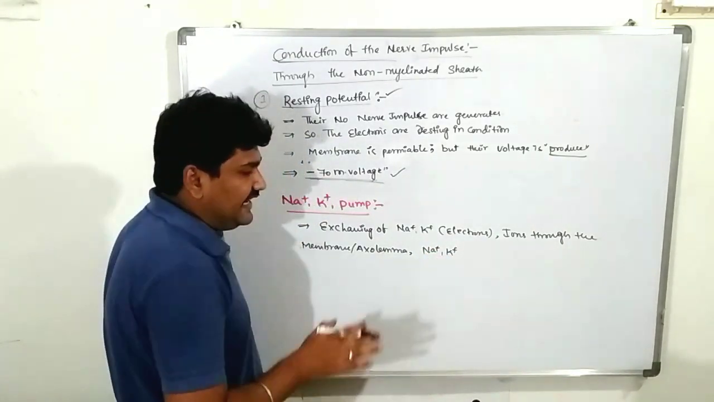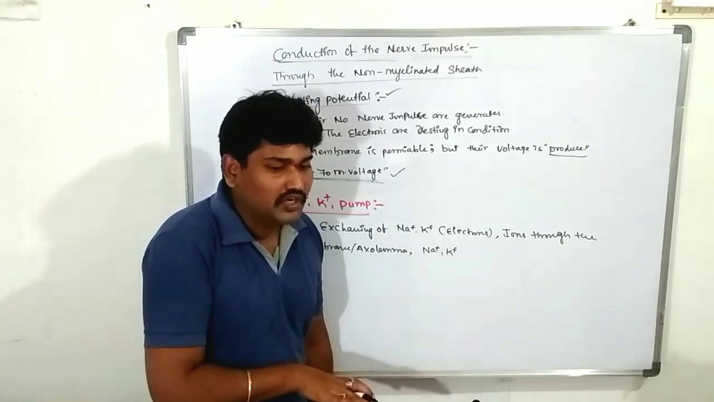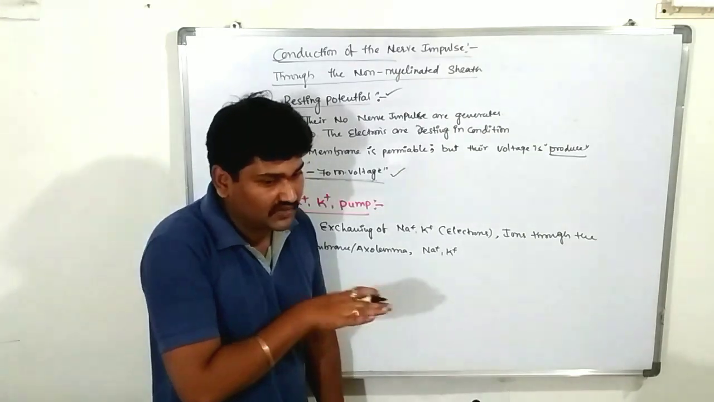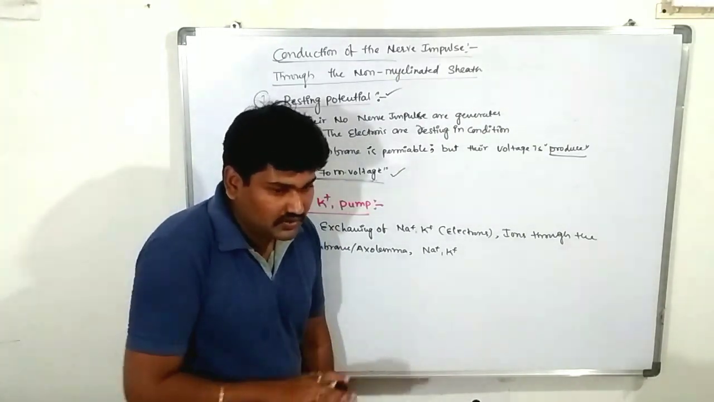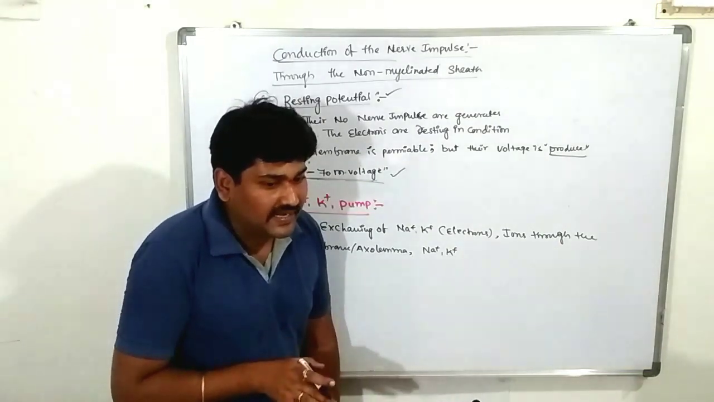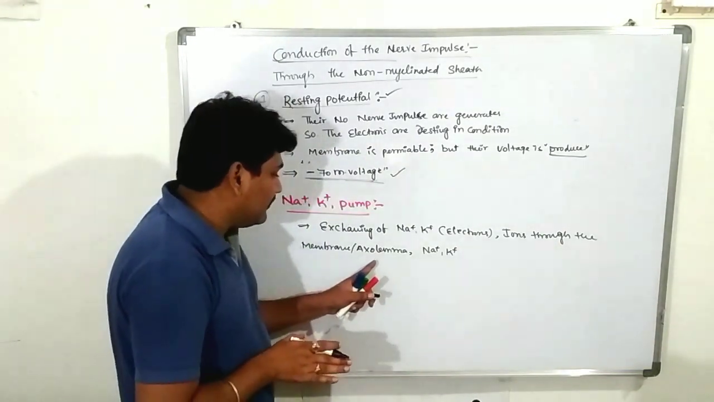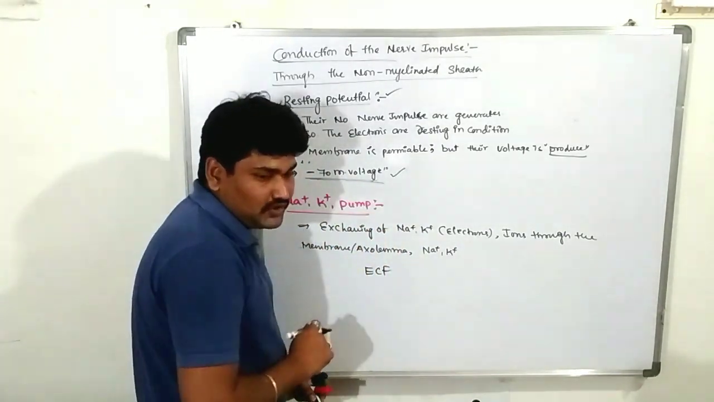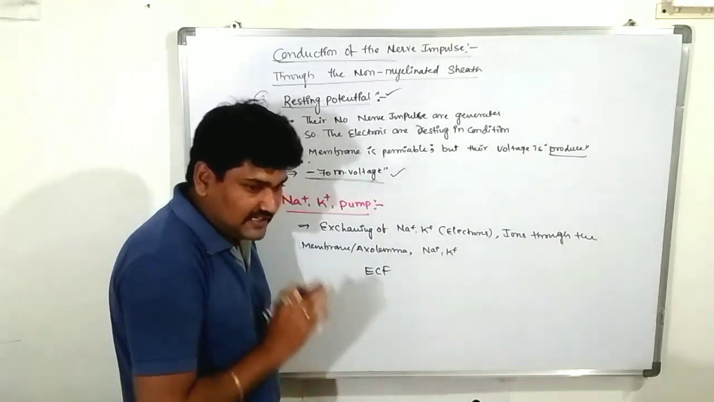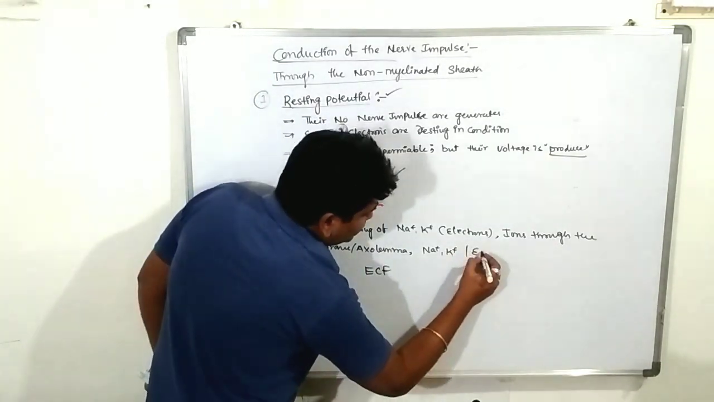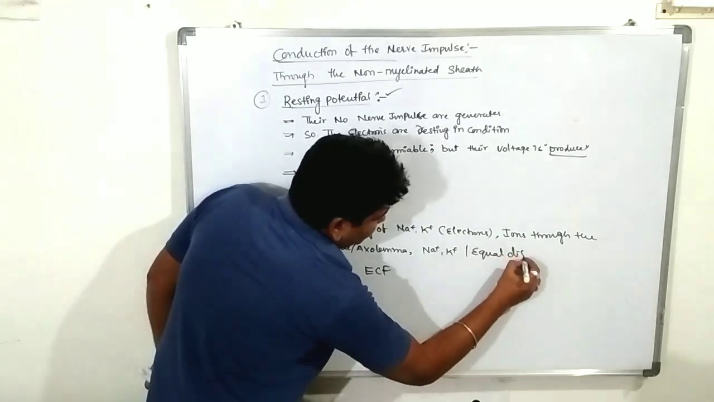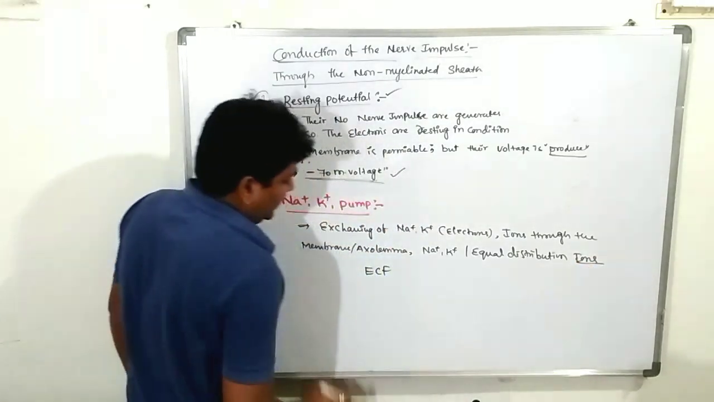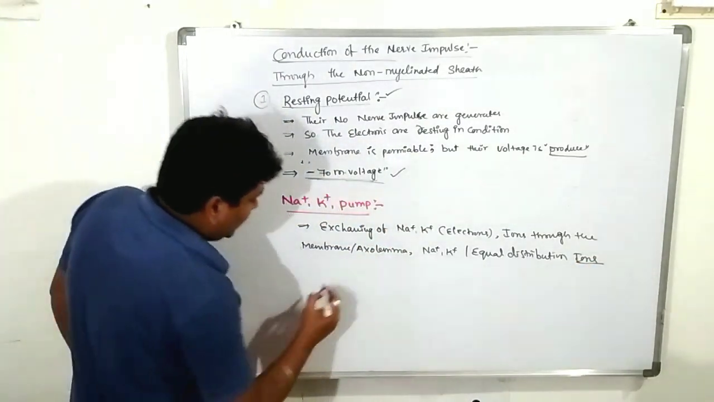So what is the sodium potassium pump? The equal distribution of sodium and potassium ions is transferred from the inner surface to the outer surface and back. You can also write it this way: the equal distribution of ions between the axoplasm and the axolemma is called the sodium potassium pump.